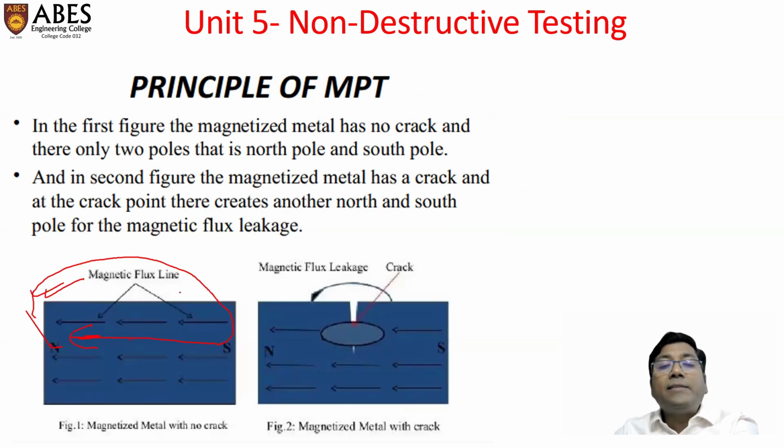But in the second figure, suppose there is a crack or a gap in the surface of the magnetic material. The magnetized metal has a crack, and at the crack point another north and south pole is created for the magnetic flux leakage. Here this south will be created, and here the north will be created. So we can detect and have an indication that there is a leakage of magnetic flux, or that there is a crack over there.